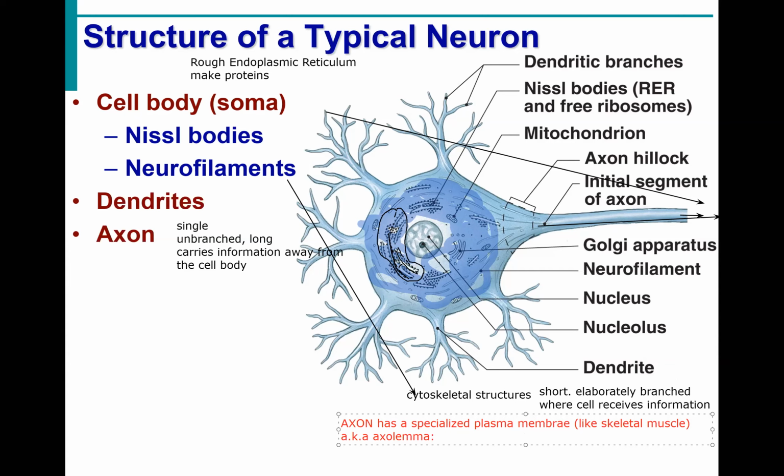The axolemma, as we talked about, is specialized to produce and propagate action potentials. So, and I'm going to use my highlighter here to emphasize this, and we'll do it in red. All of this here, this part of the axon and everything beyond has that specialized plasma membrane, whereas the cell body and the dendrites don't.